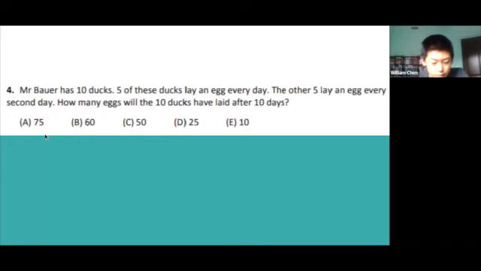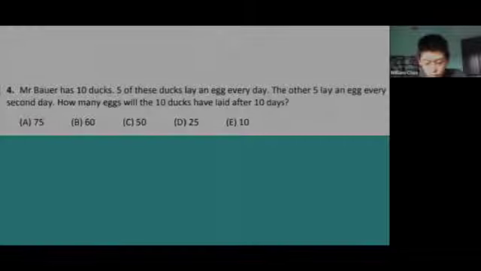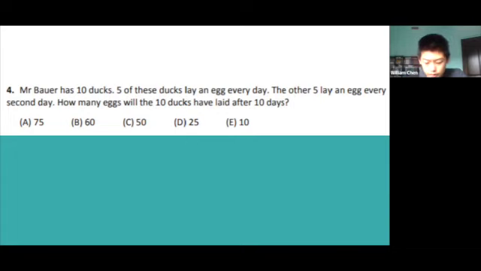Next question. Mr. Bauer has 10 ducks. 5 of these ducks lay an egg every day. The other 5 lay an egg every second day. How many eggs will the 10 ducks have laid after 10 days? So we have our answers C and A. Correct answer is A.